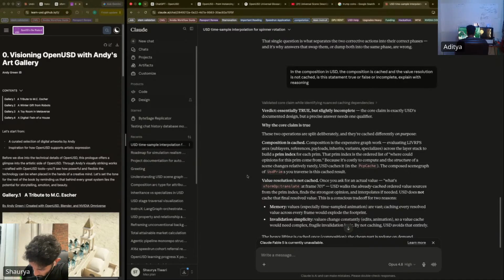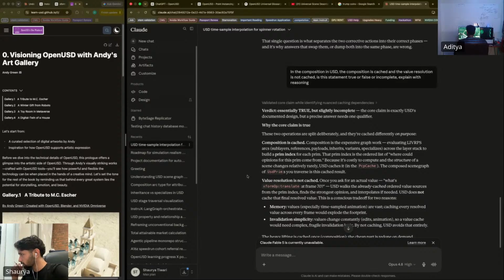Value resolution is not cached. Once you ask for an actual value, USD walks the already cached ordered value sources from the prim index, finds the strongest opinion, and interpolates if needed. USD does not cache that final resolved value.